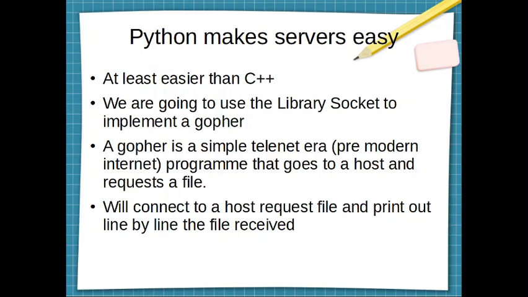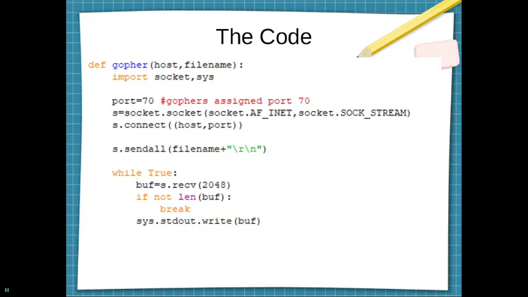What this will do is connect to a host, request a file, and print out line by line the file received. That's the code. You create the function Gopher. You import socket and sys, and you set the port to 70, because Gopher actually has an assigned port. One of the reasons why I went and looked it up and was a bit interested in what this thing was. Line of code: s equals socket.